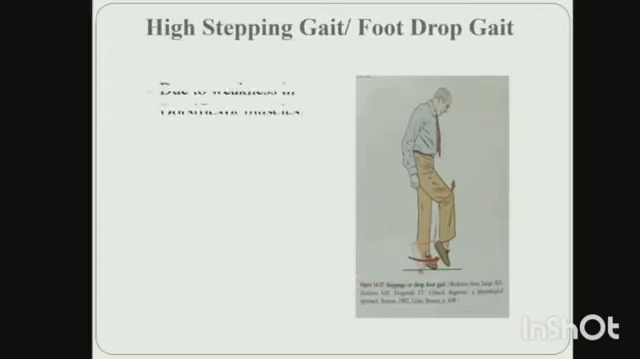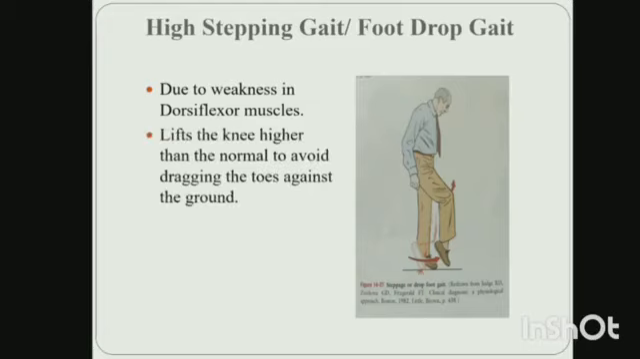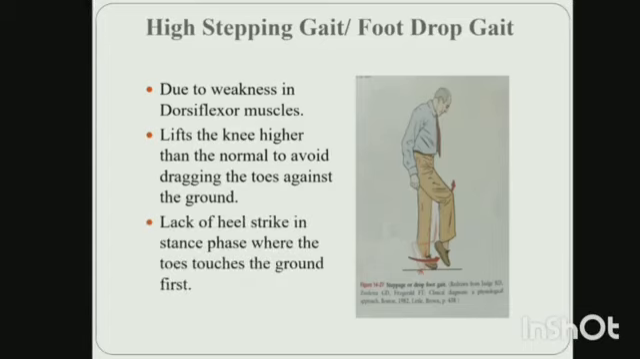Now high stepping gait and foot drop gait. This gait is commonly seen due to weakness in the dorsiflexor muscles. Here the person will lift the knee higher than normal to avoid dragging the toes against the ground. There will be a lack of heel strike in the stance phase, where the toes touch the ground first.